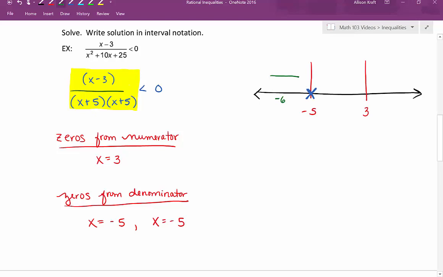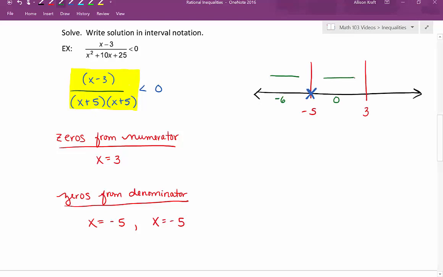Now we move on to our next interval. Choosing a number between -5 and 3, I'm going to choose 0. Plugging 0 into our first factor, x minus 3, gives us a negative. Plugging 0 into our next factor, x plus 5, gives us a positive. Plugging 0 into our other factor of x plus 5 gives us another positive. So I have one negative and two positives. Even-odd rule tells me we're going to get a negative.